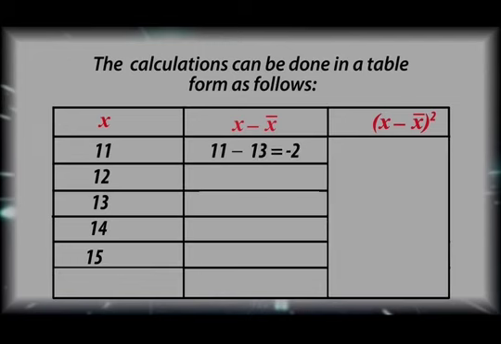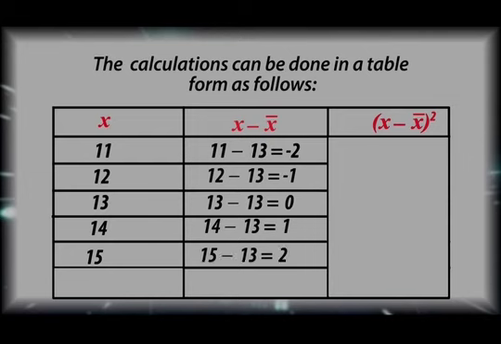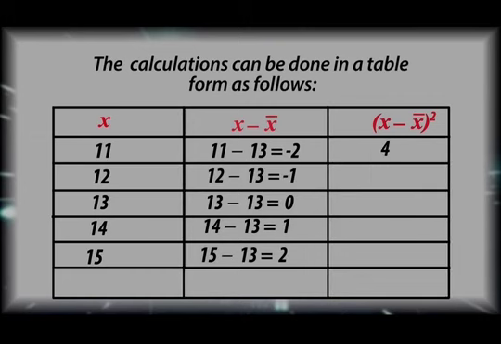So we have 11 minus 13, which gives us negative 2. 12 minus 13, which gives us negative 1. 13 minus 13, which is 0. 14 minus 13, which is 1. 15 minus 13, which is 2. Now, in the last column, we'll square the answers we got. So we have 4 for negative 2 squared, 1 for negative 1 squared, 0 for 0 squared, and so on to the end.